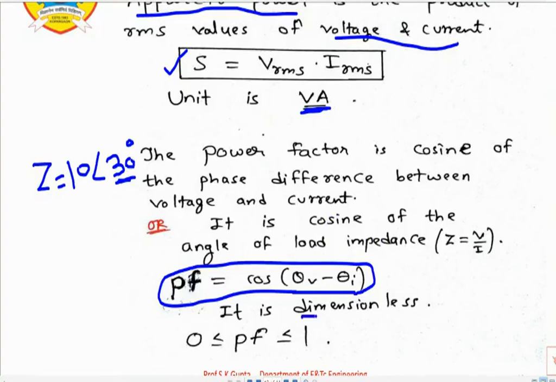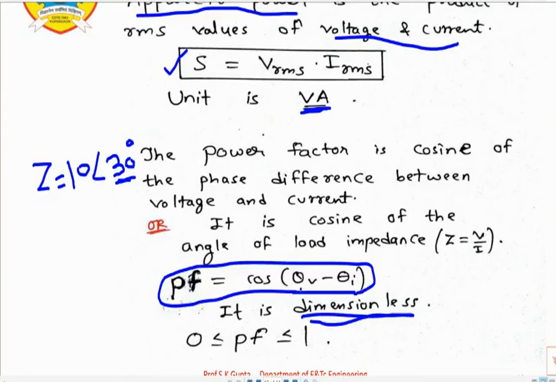Now this power factor is a dimensionless quantity and its value always lies between 0 and 1. So your power factor can be 0, your power factor can be in between 0 and 1, your power factor can be 1. Now we will see a few cases of power factor.